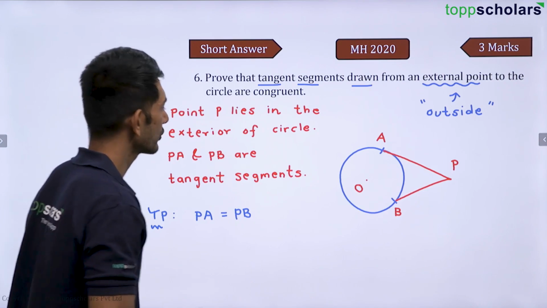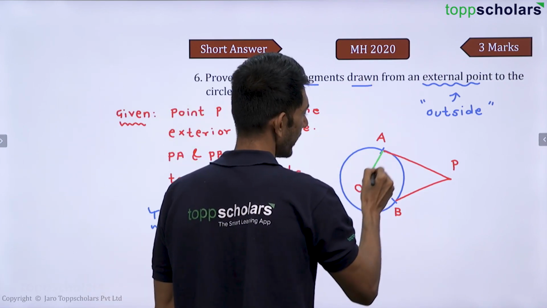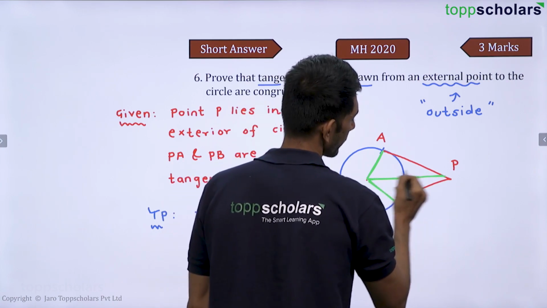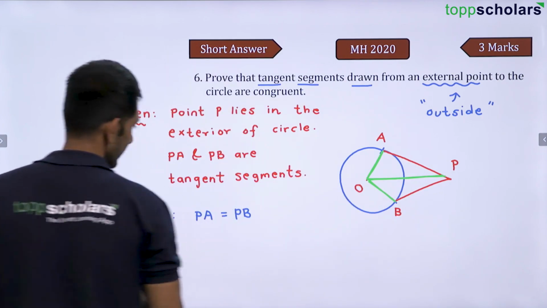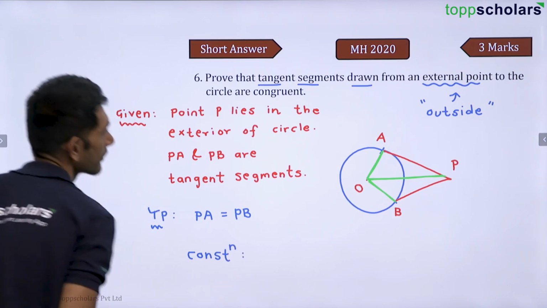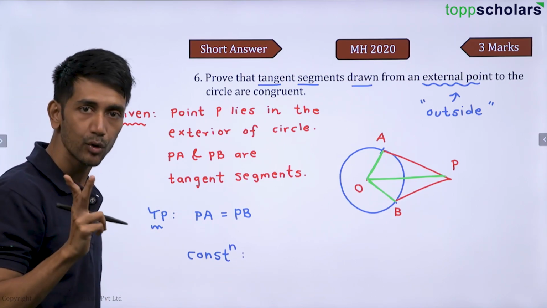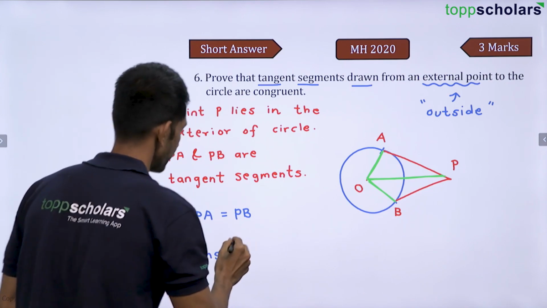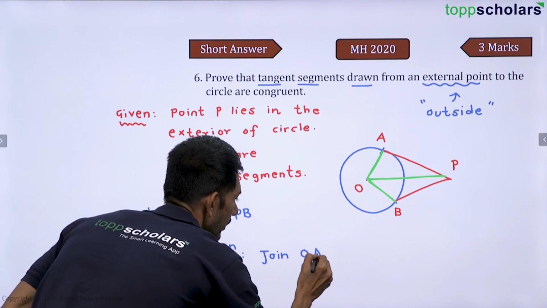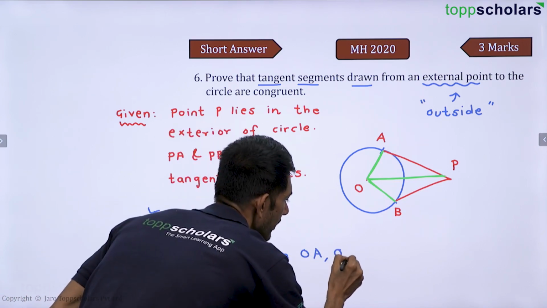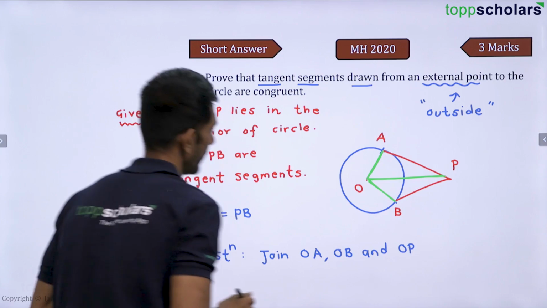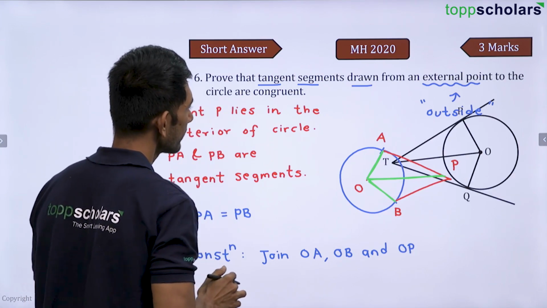Okay, for that we will do a construction. Construction is we'll join OA, we'll join OB, and we'll join OP. Right? So that is our construction. So construction is three things we are joining: OA, OB, and OP. So I'll write down join OA, OB, and OP. Now once we have joined this, how does our figure look like?